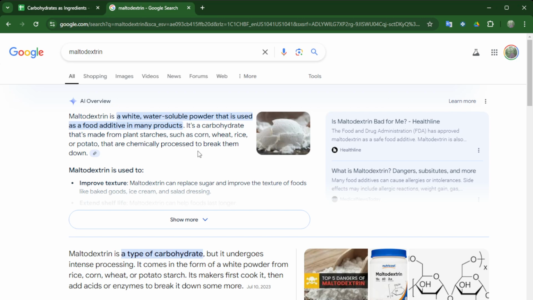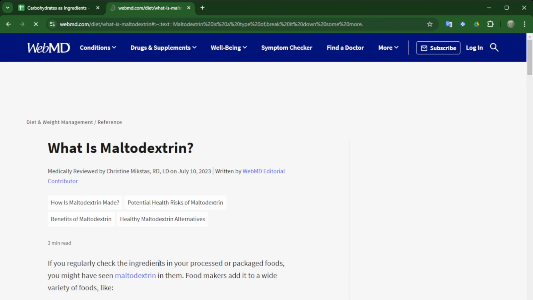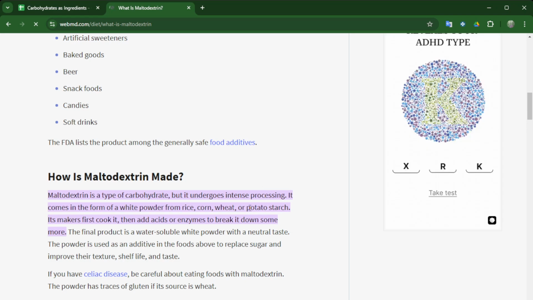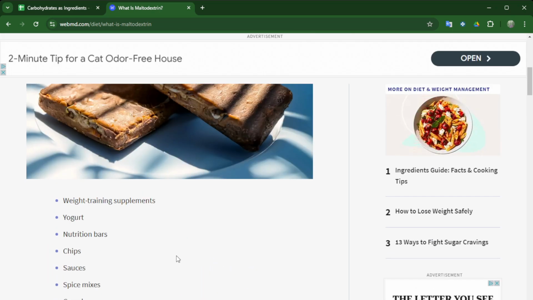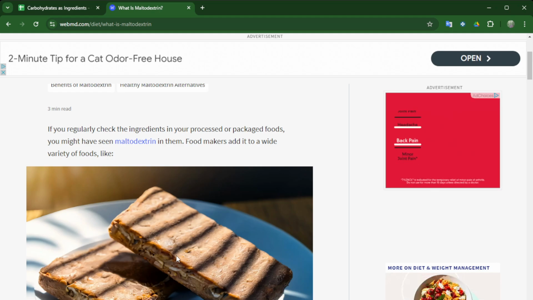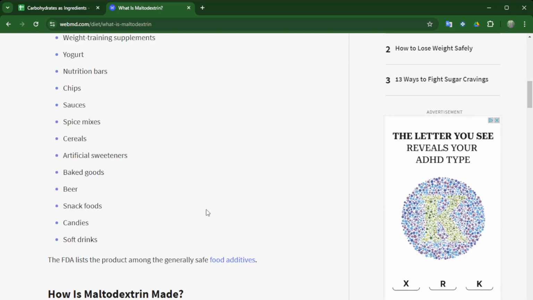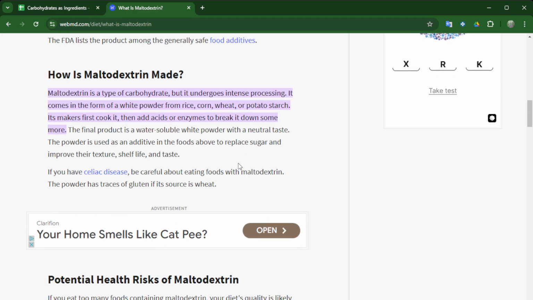If we break down starches, what happens? It might turn into a sugar. So let's look it up some more. Let's be curious. Okay, so it's a type of carbohydrate. Let's go back up here. Okay, it's a type of carbohydrate.